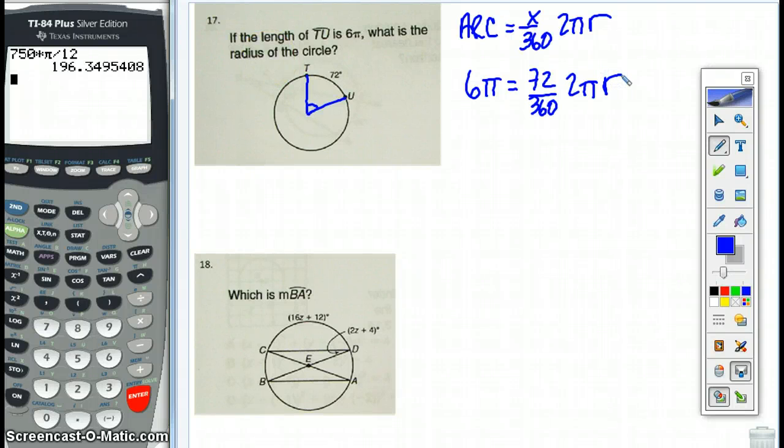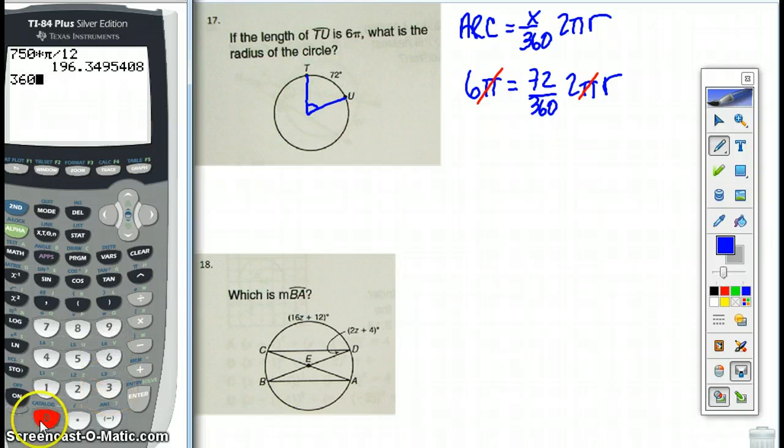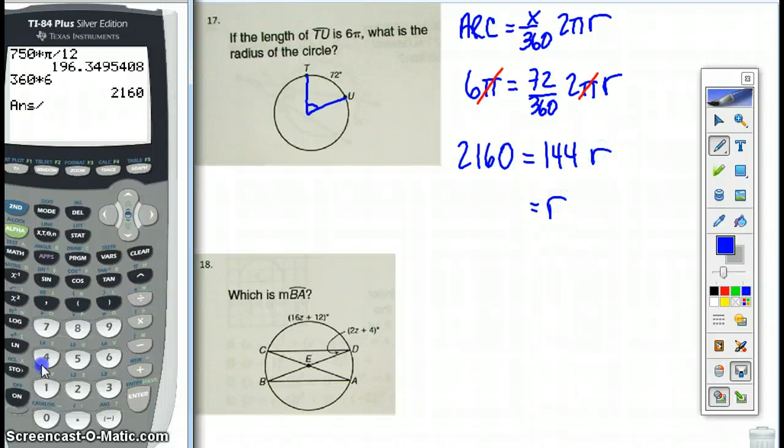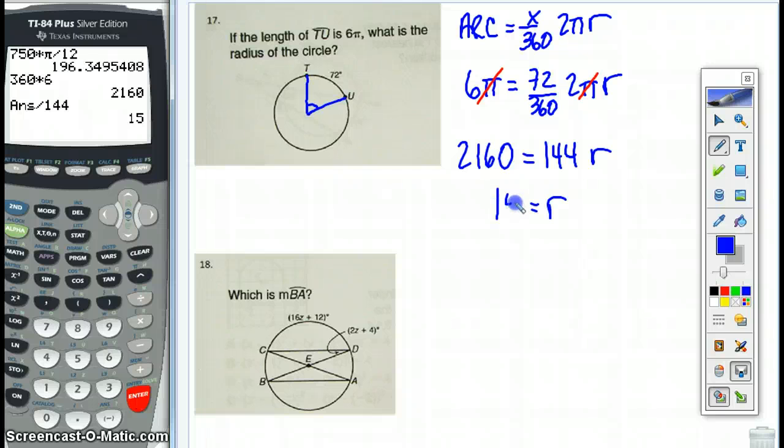All right, so first thing I can see is there's a pi on both sides, so let's just divide through by pi. Let's multiply both sides times 360 to get rid of that fraction times 6. And I get 2160 equals 144 r. Therefore, we divide that by 144, and we get 15. No units, just 15 units. So the radius of that circle is 15 units.